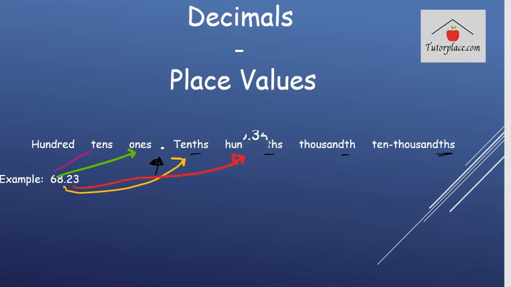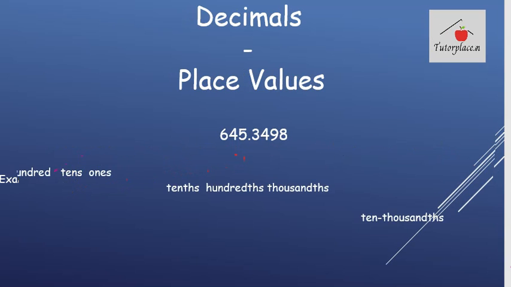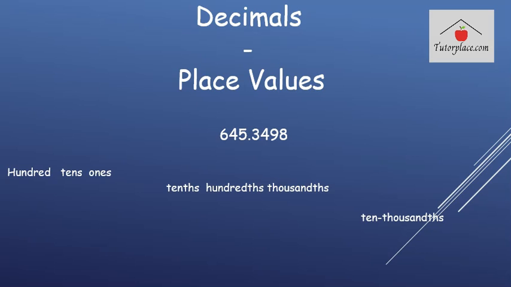Okay, let's go ahead and look at another example. 645 and 3,498 10,000ths. So I'm going to write the numbers above each position. Before the decimal should be pretty straightforward, 645. So I know that I have 6 in the hundreds position, the 4 is in the tens, and the 5 is in the ones position.